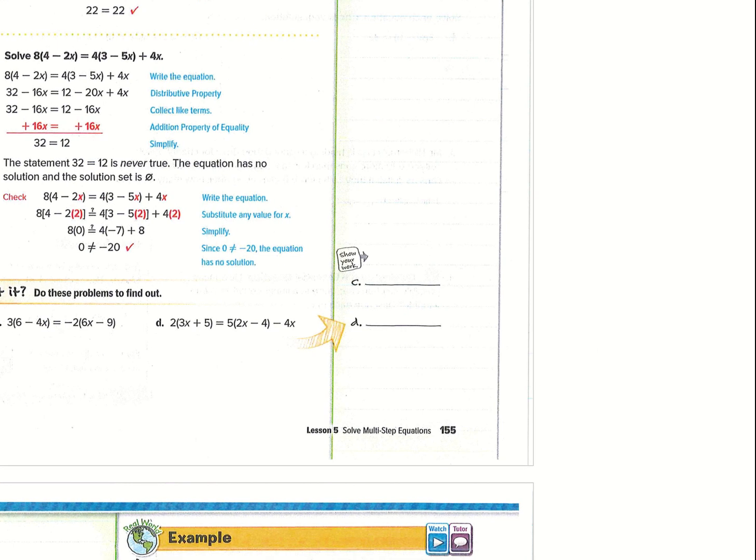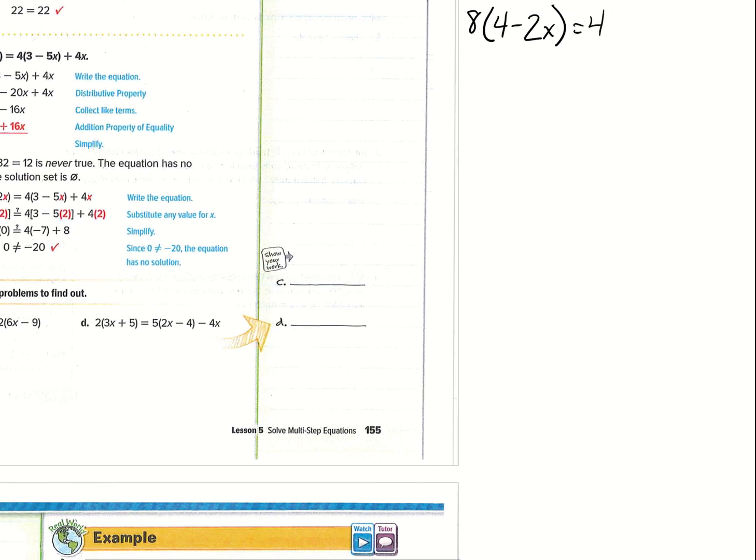Which is going to be 8 times the quantity of 4 minus 2x equals 4 times the quantity 3 minus 5x plus 4x. All right, so we'll go ahead and solve this one.